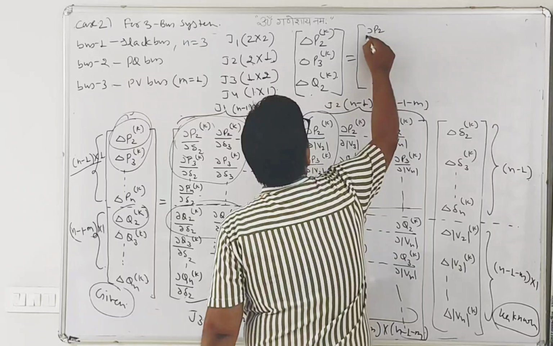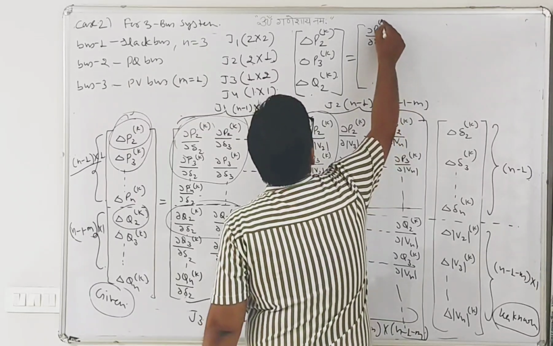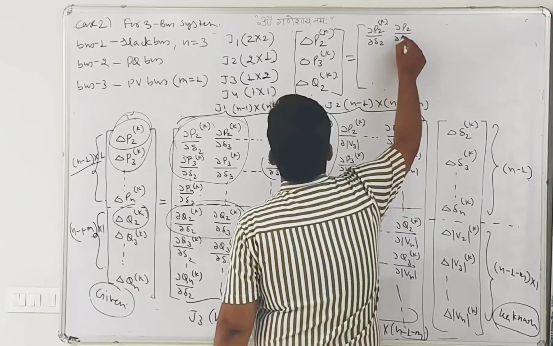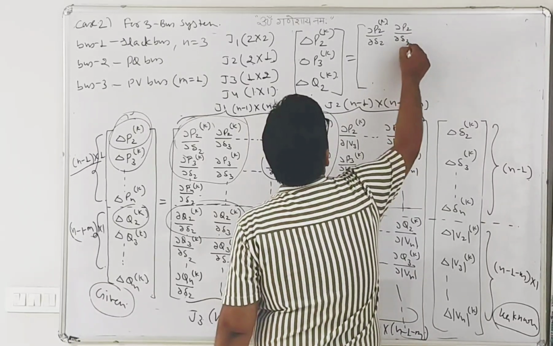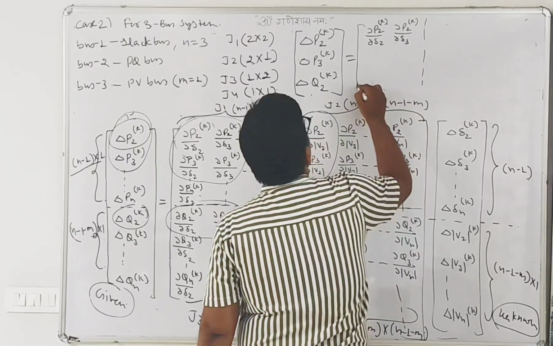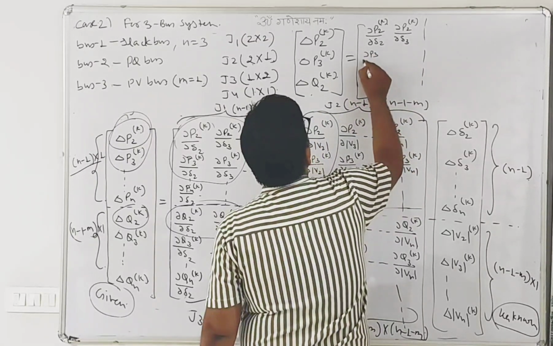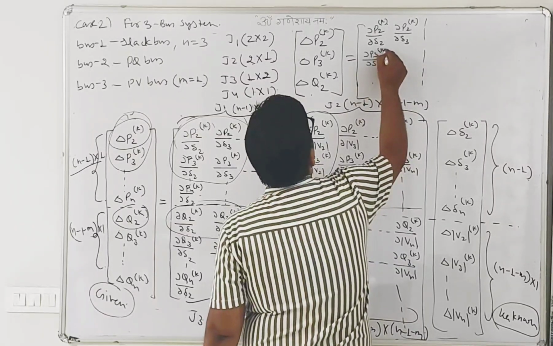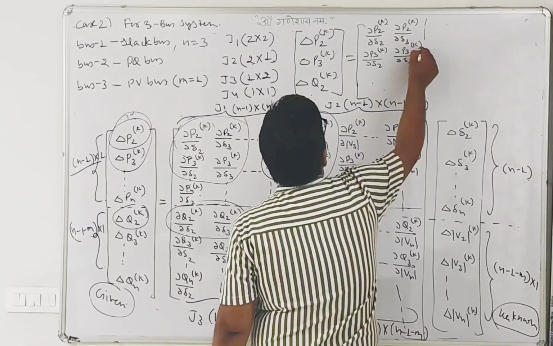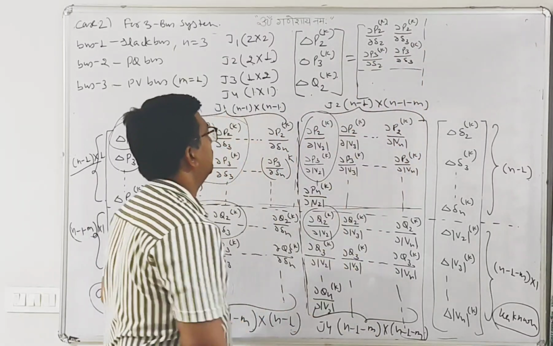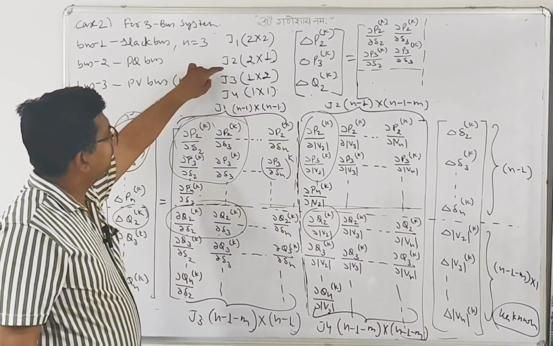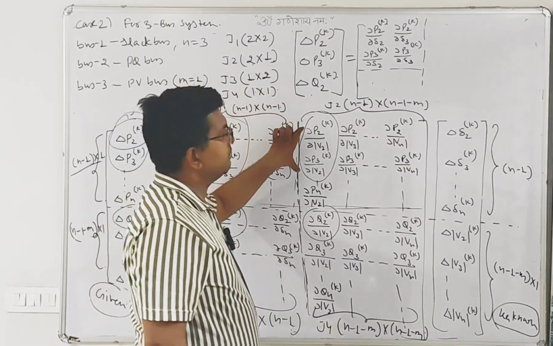This becomes delta P2 upon delta 2 for kth iteration. This becomes delta P2 upon delta 3 for kth iteration. This becomes delta P3 upon delta 2 for kth iteration, and delta P3 upon delta 3 for kth iteration. Now this is our J1. Now what is J2? J2 is 2 cross 1, that is this value.